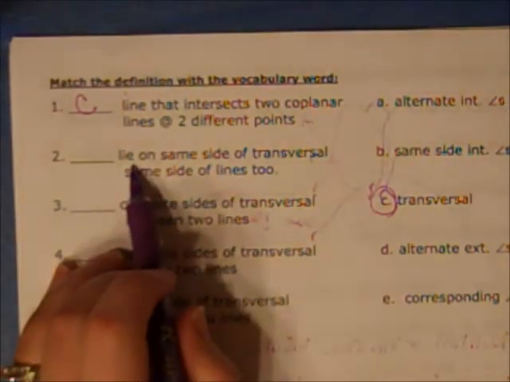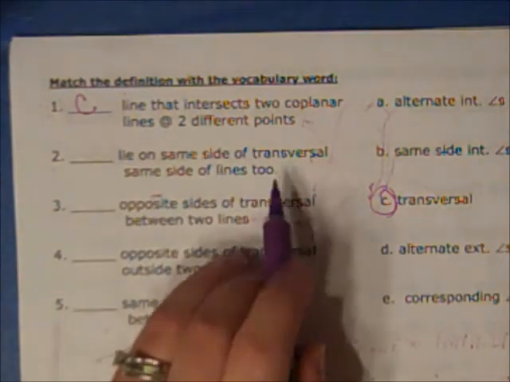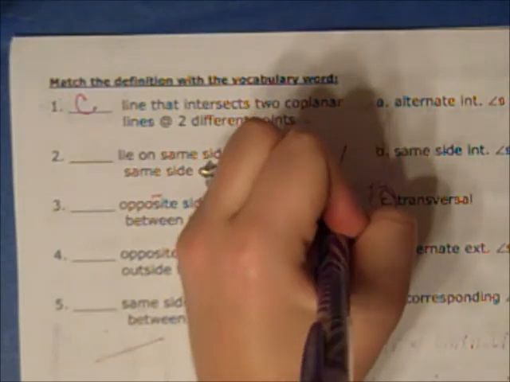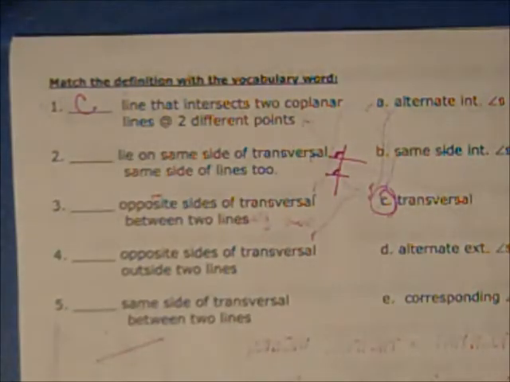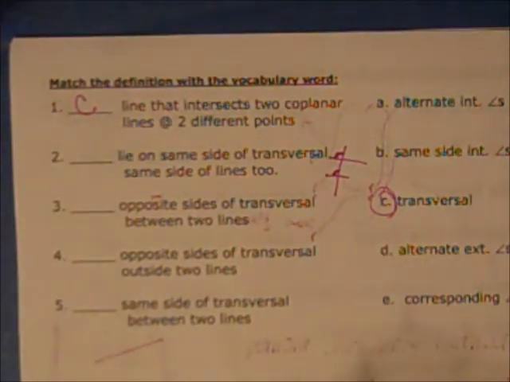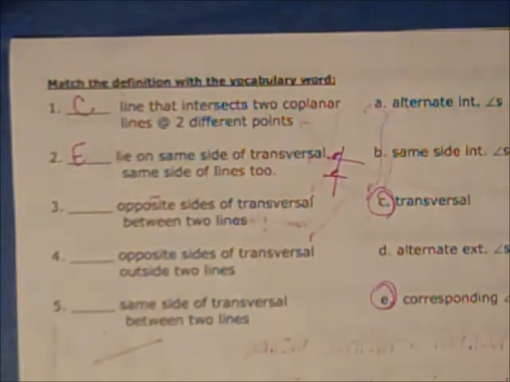Okay, we're looking for angles that lie on the same side of the transversal and the same side of the line. So that would be like top left, top left. So that would be like this angle, this angle. They're in the same spot, but they're on 2 different lines. That is our corresponding.